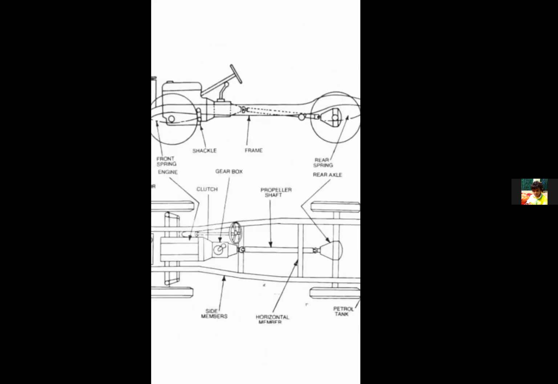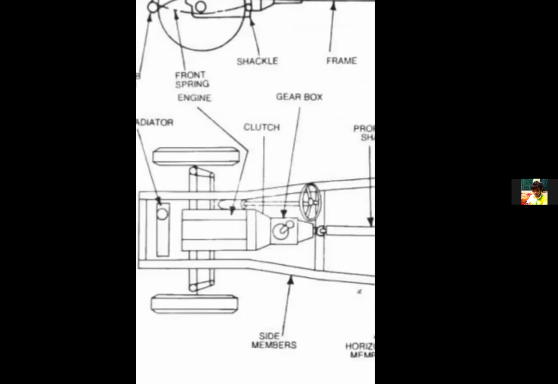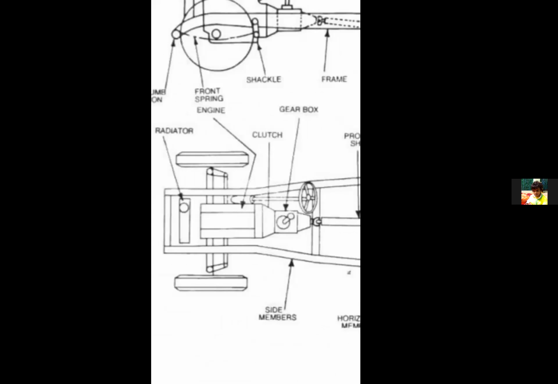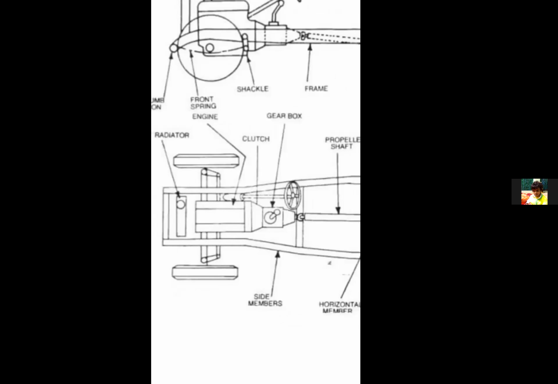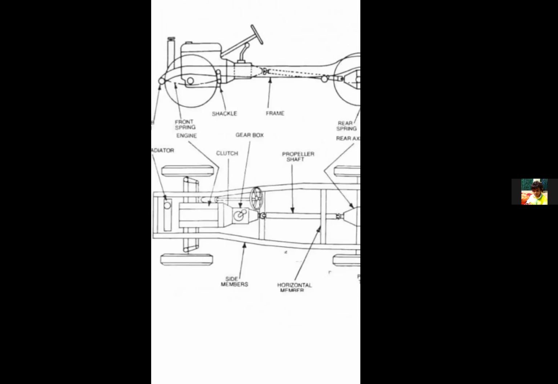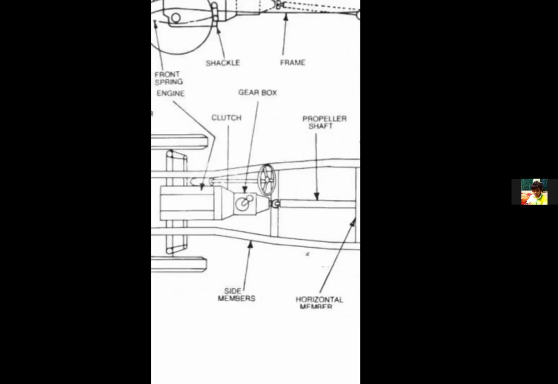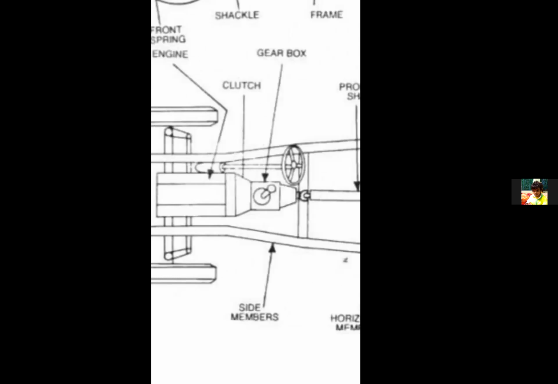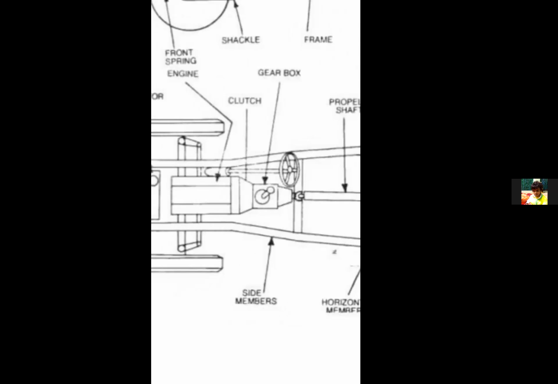Next, the engine part. You know the engine is the power generation unit of a car. So the engine is also mounted on the chassis frame. Now next, the transmission unit and gearbox. Transmission units consist of the gearbox, propeller shaft, differential, and clutches also. The gearbox is the main component of a transmission system, which is also installed in the chassis frame.